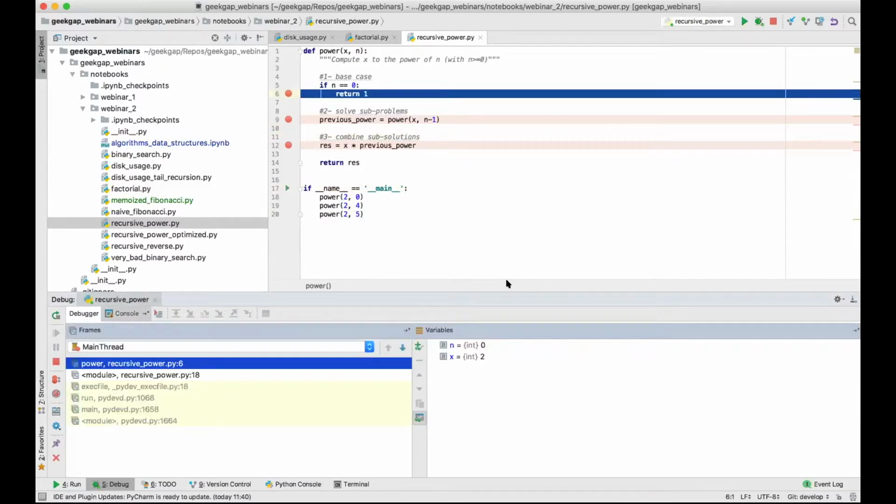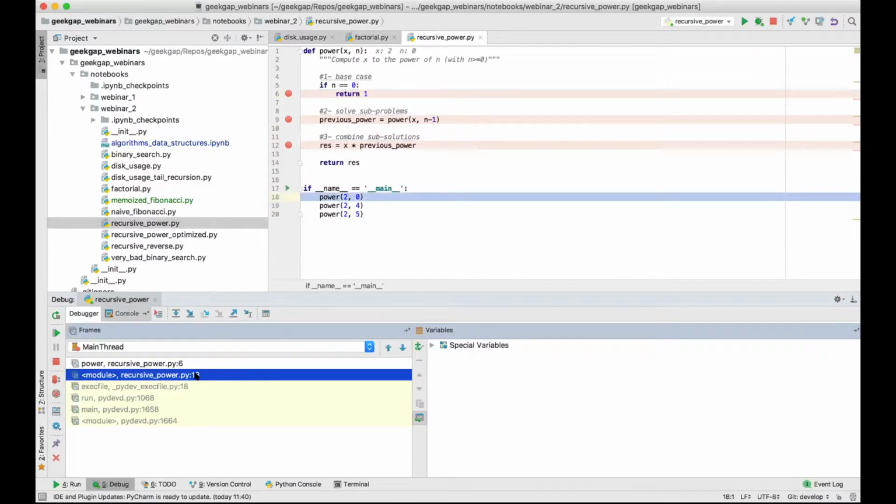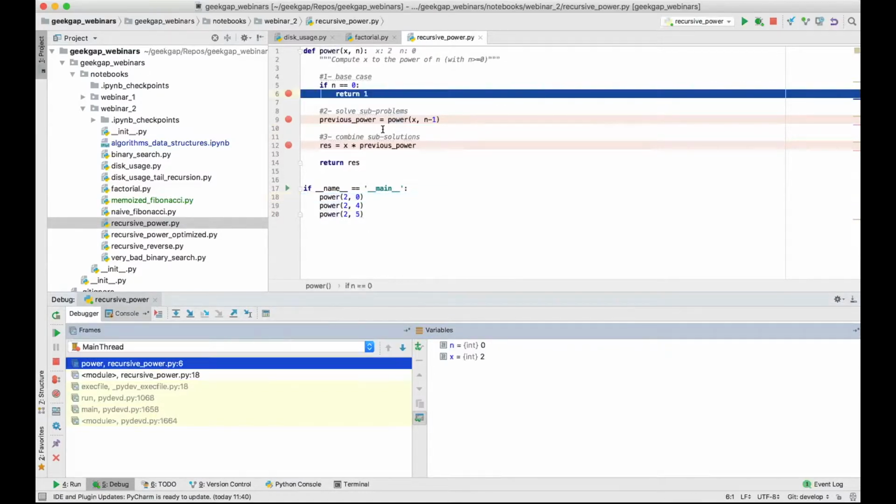So we are going to do the same exercise, just run it in the debugger and see what's happening. So 2 to the power of 0, we are here first, right? This is where our debugger is pointing. So we are here, we enter the function. Now we are here because it's to the power of 0. So we're going to return what? 1, because that's what the definition says.